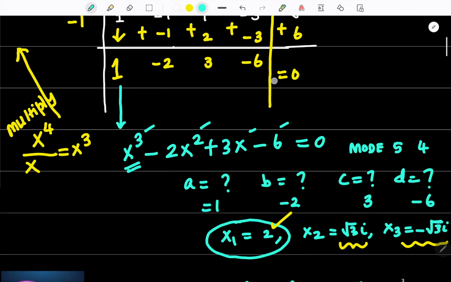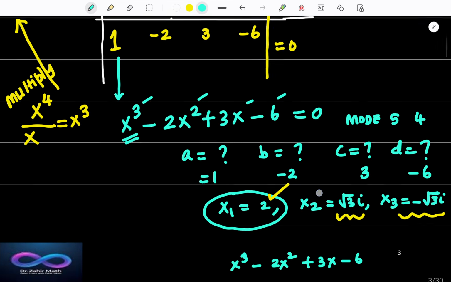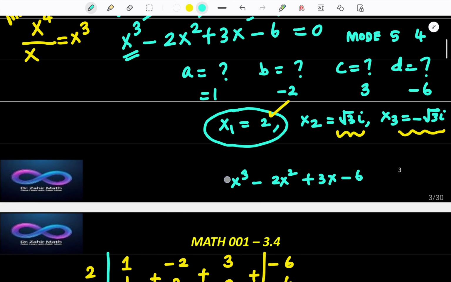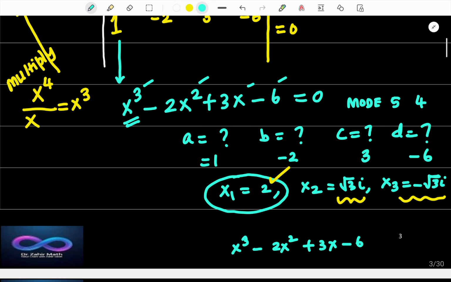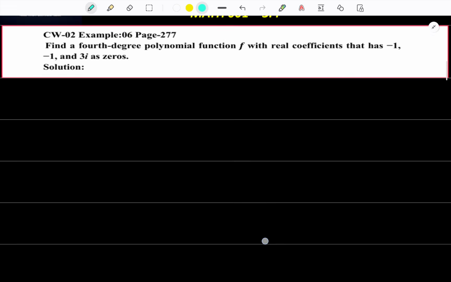And then it has become what? Power 3. For power 3 also you must use synthetic division. So again I started synthetic division. For that I use mode 5 4. Teacher, can I use the same method? Type this equation, I can check? Yes, you can also check like that by putting 1 2 3 like that. Right. So in this way the first question is over.